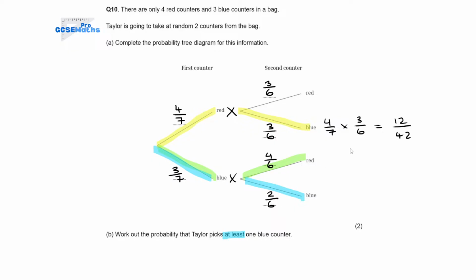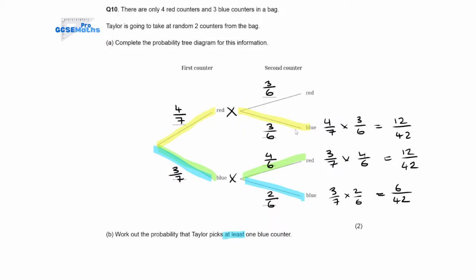So blue and then red, so obviously 3/7 times 4/6. Now that is basically the same thing, isn't it? Just in a different order. Another 12 out of 42. And then blue and blue, 3/7 times 2/6 obviously gives me a slightly different answer, which is 6 out of 42. So the reason why I keep them the same and I don't simplify it is because I have to add them up at the end.